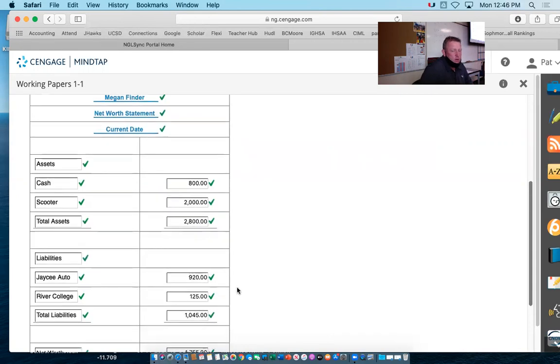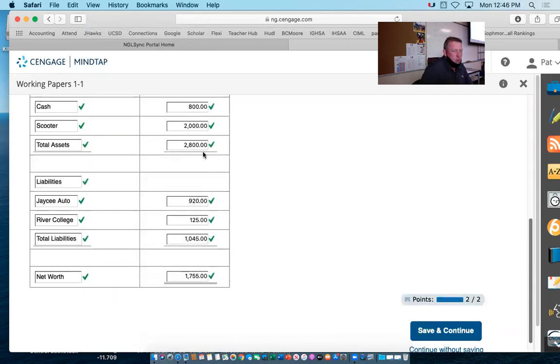And then the net worth, if you remember, is total assets minus total liabilities, 2,800 minus 1,045 equals 1,755.